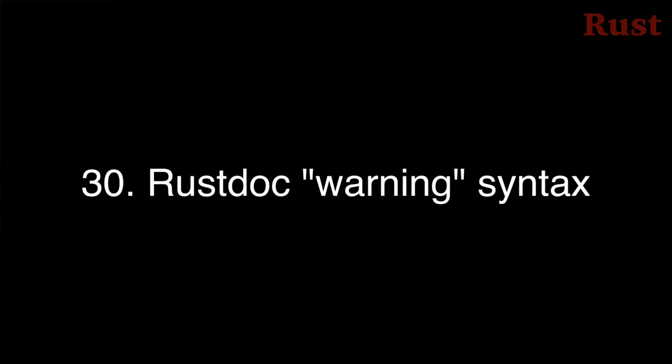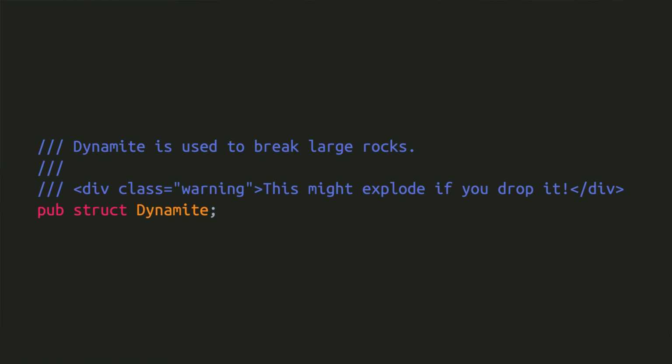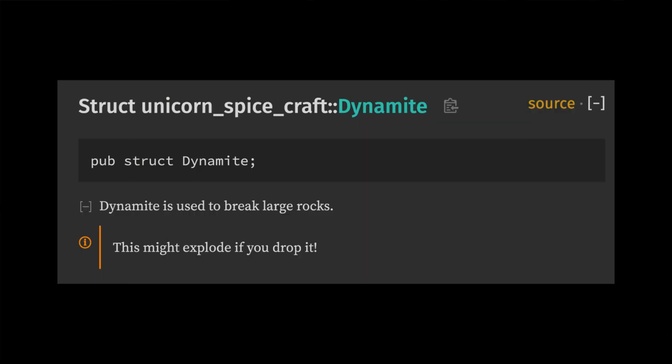Number 30. Have you ever been writing documentation and wanted to put a big warning about something that people might actually notice? I have. Well, now there's a syntax for it in your doc comments. Add a div with a warning class, and don't forget to close it at the end. And then when you generate your docs, like I taught you in Ultimate Rust 2, you'll get a nicely emphasized warning in your documentation.